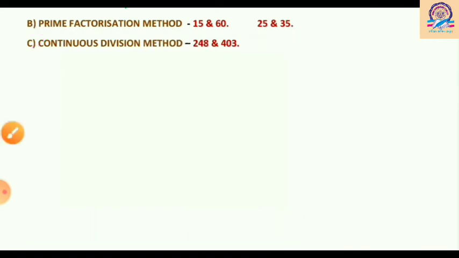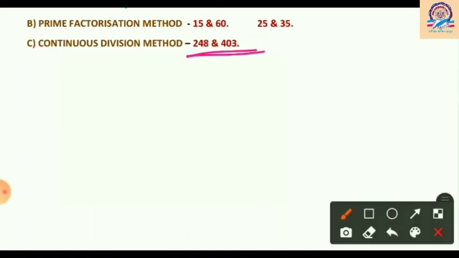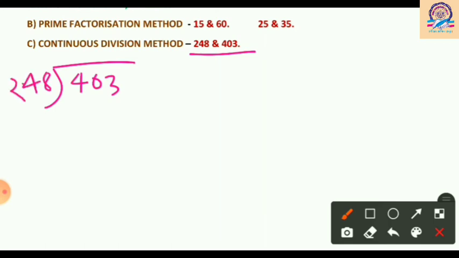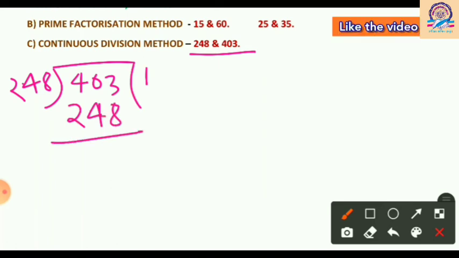Now let's take a big number, 248 and 403. Let's find the HCF of these two numbers 248 and 403 using the continuous division method. You can see that 403 is greater than 248, so it will be our dividend and the divisor will be 248. In only one time it can divide. 248 ones are 248, and when you subtract it, you will get 155.